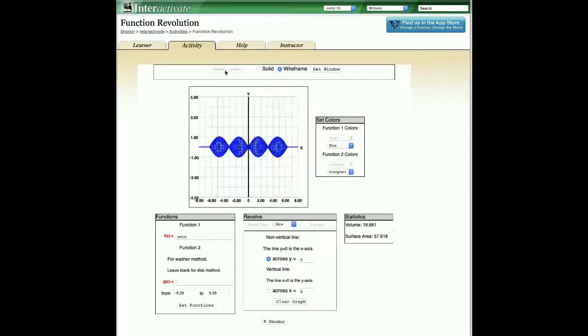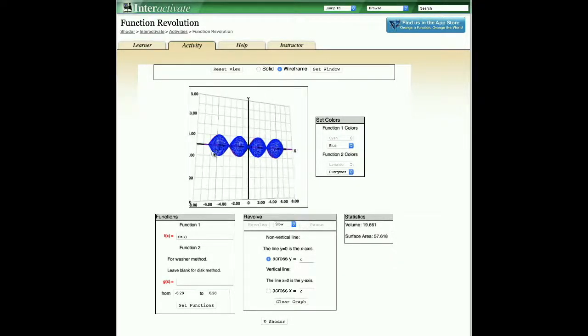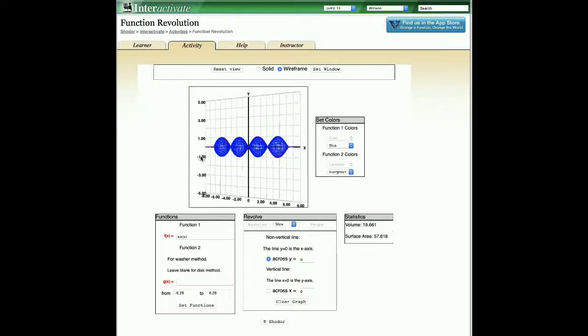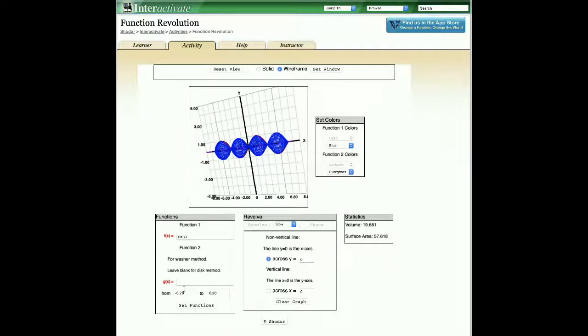So let's reset our view here. And we have y equals sine of x. What we're going to do with these solids of revolution is find the volume of them. This gives us the volume altogether. Let's go ahead and just change this really quickly. Let's just get one section here of our sine. So that's from 0 to pi.